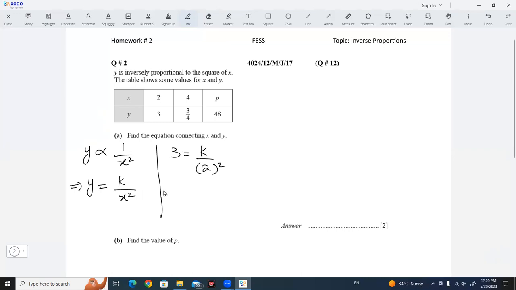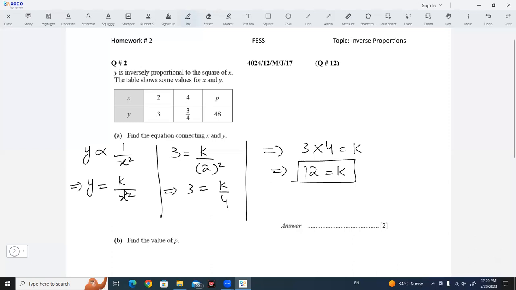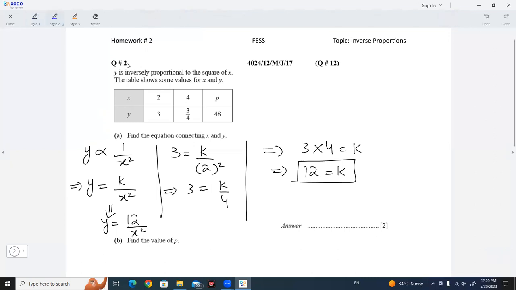So 2 squared is 4. So k over 4, now cross multiply. 3 times 4 is 12. So the value of k is 12 here. So what you have to do, you have to find an equation connecting x and y. Here you have to apply the value of k, which equals 12. So it will be y equals 12 over x squared, the answer for the equation connecting x and y. So I'm writing down here y equals 12 over x squared.